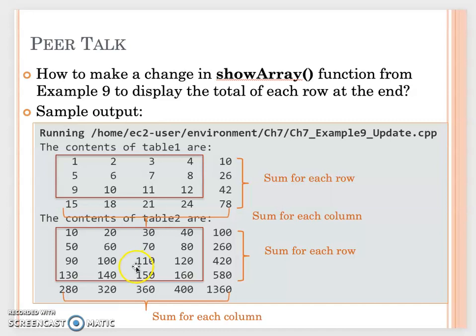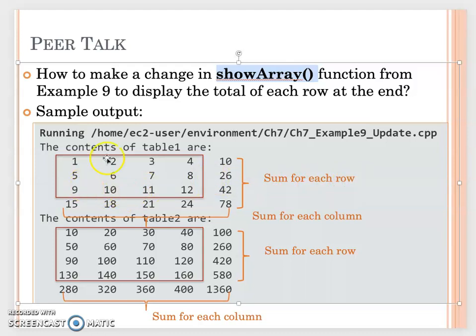So in this video, we will see how we can modify our example 9. We will update the show row function to display the sum of each row. Then we do the sum of each column. So that's the first thing let's do. How should we display the sum of each row? Let's think about how we do that.